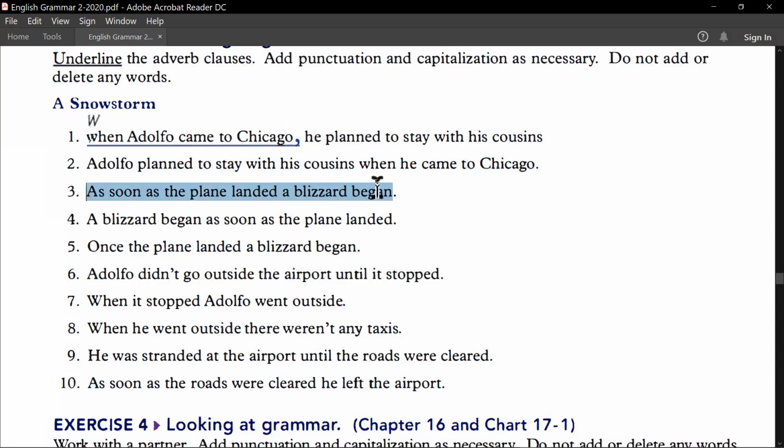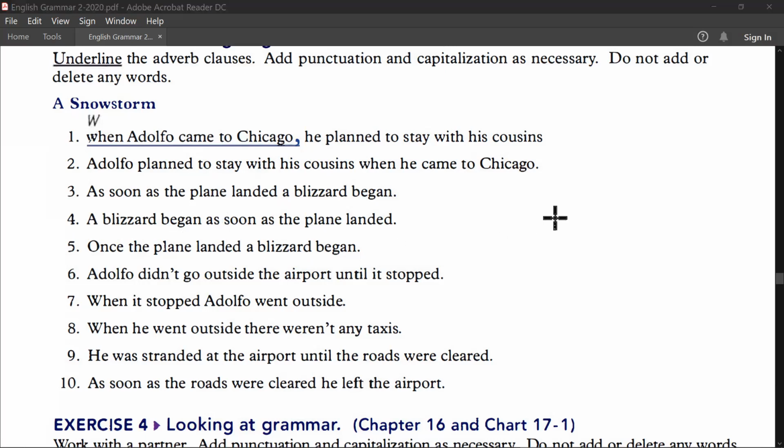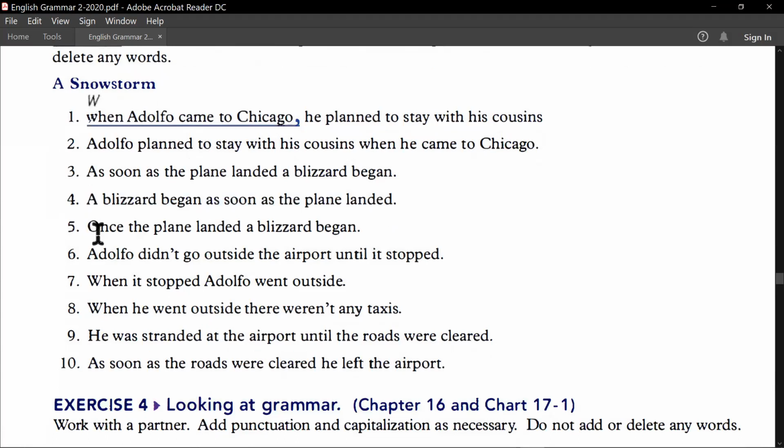Ahmed Zuwaid, number three. As soon as the plane landed, a blizzard began. As soon as the plane landed. Excellent, this is the adverb clause. Add punctuation and capitalization as necessary. Guys, focus on the comma. We add a comma here. Then a blizzard began. Next, can you do number four quickly? A blizzard began as soon as the plane landed. As soon as the plane landed. Excellent.